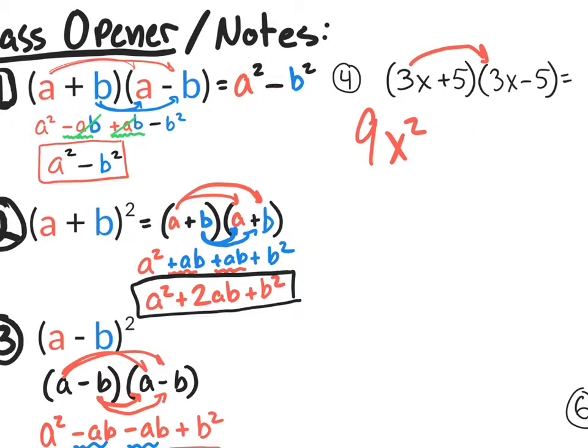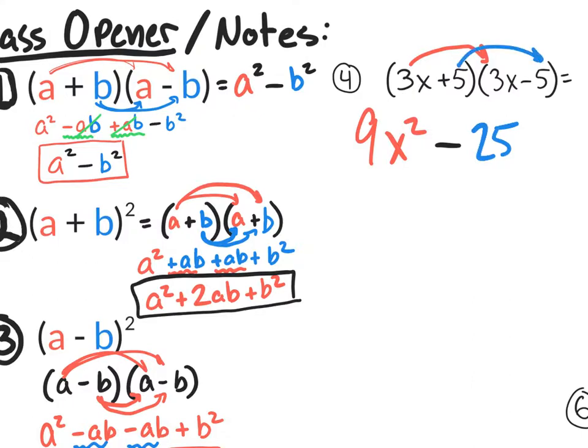Then we have a minus sign, so let me put a minus sign. And then we have b squared. So that would be 5 squared. So what's 5 squared? 25. And that's our answer. So where did that 5 squared come from? It came from 5 times 5.